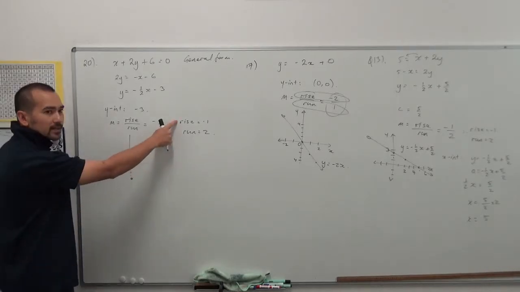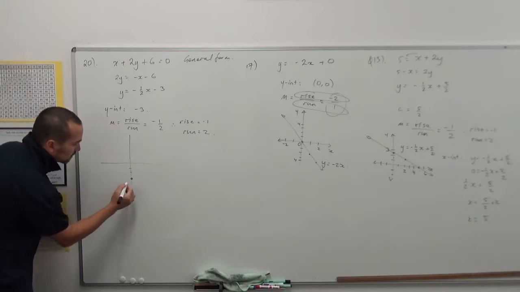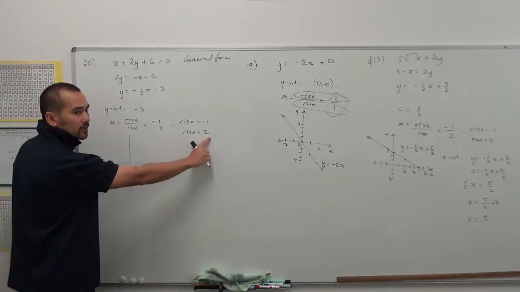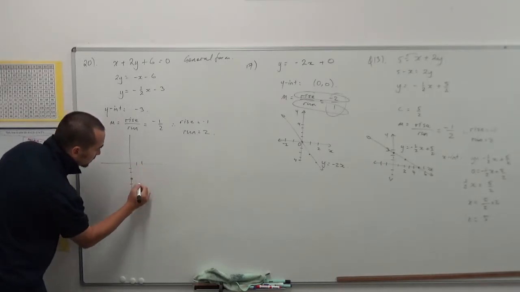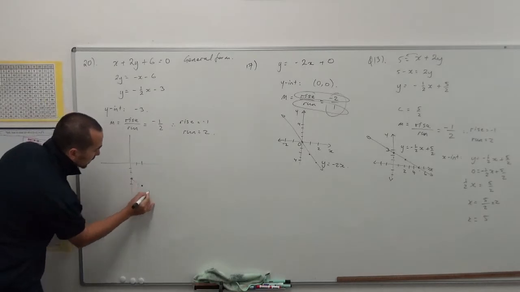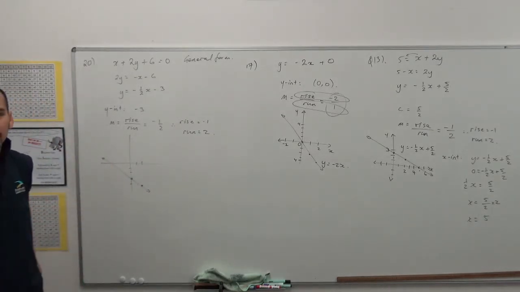How much is the rise? -1, which means I'm going to go down 1 space. And how far across do I go? 2. So there's my second coordinate. I can draw a line. It's that easy. Okay? Don't overcomplicate it.